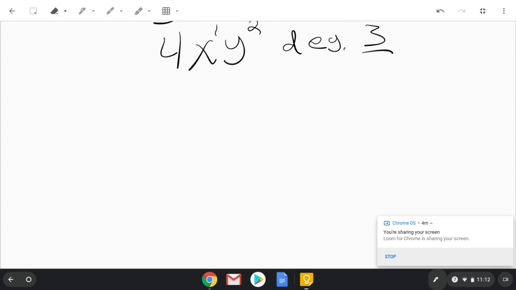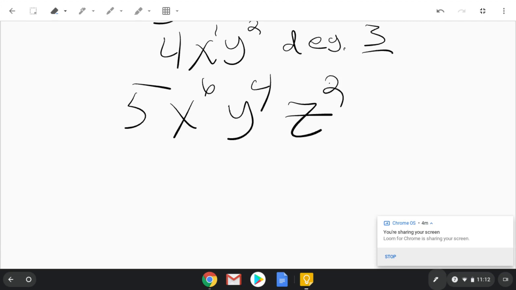So if you have a big monomial, like 5x to the 6th, y to the 4th, and z to the 2nd, you have to add up all of the exponents, and that's the degree of your monomial. So this one would be a degree 12. 6 plus 4 is 10. 10 plus 2 is 12.